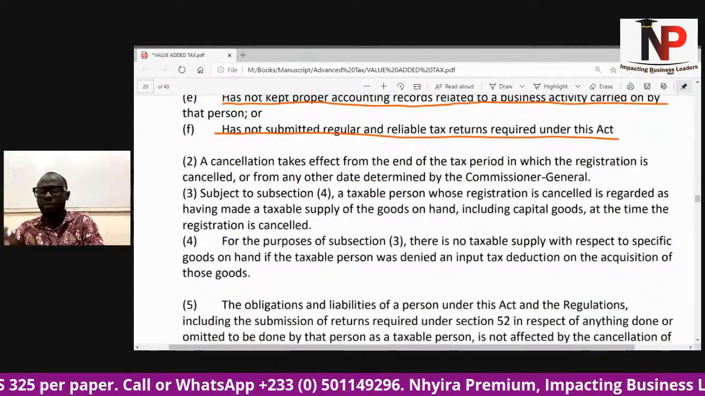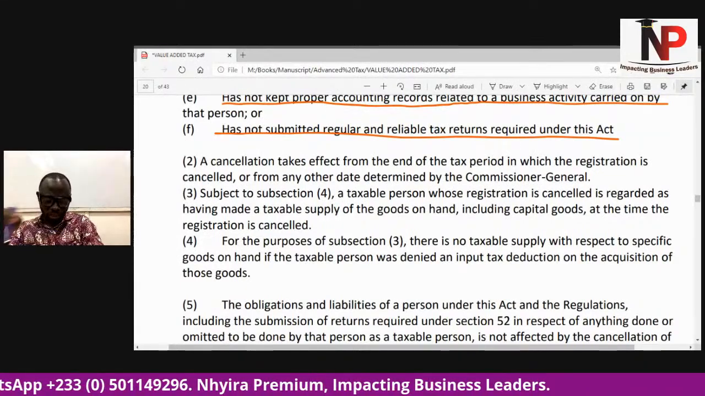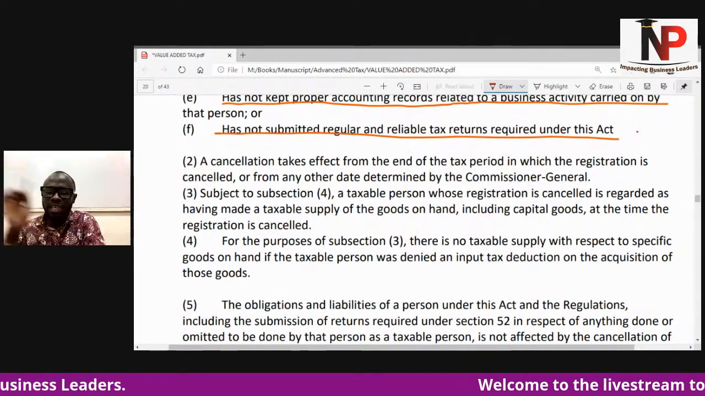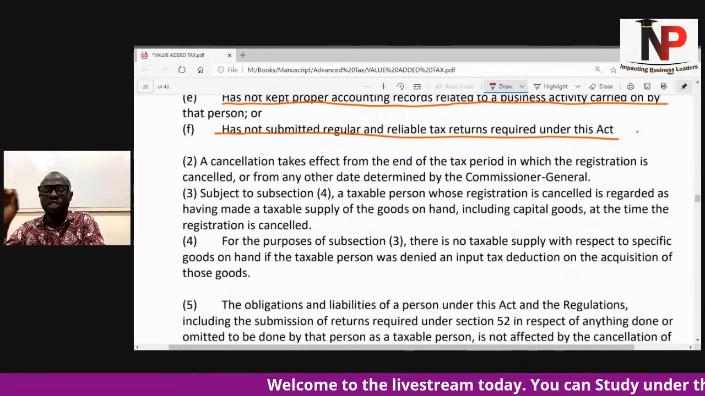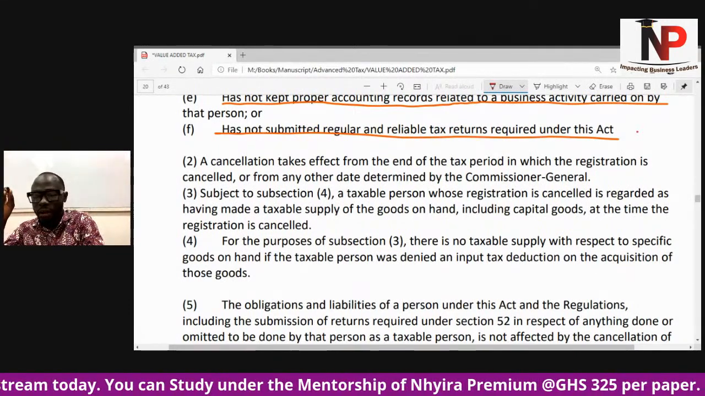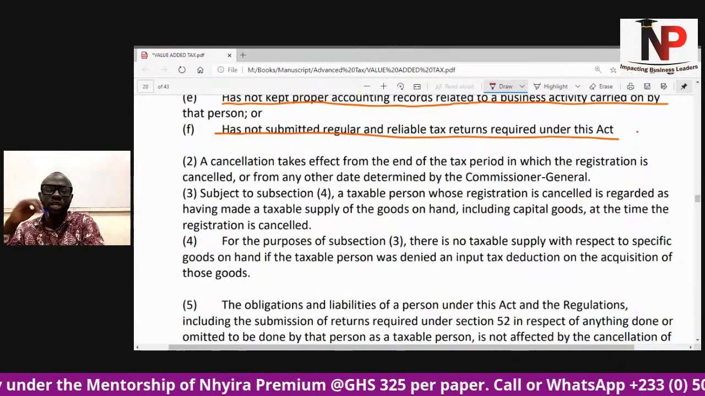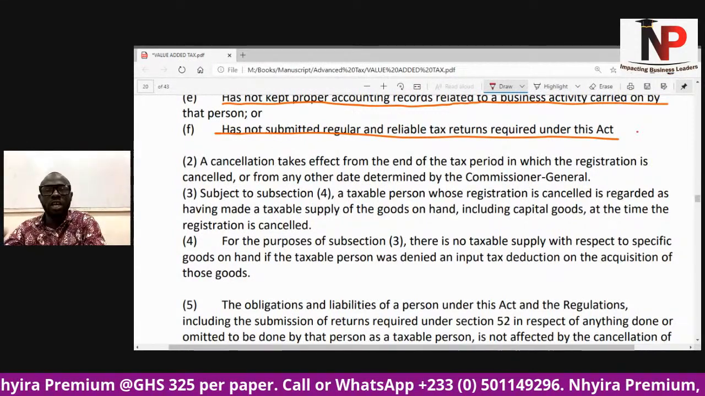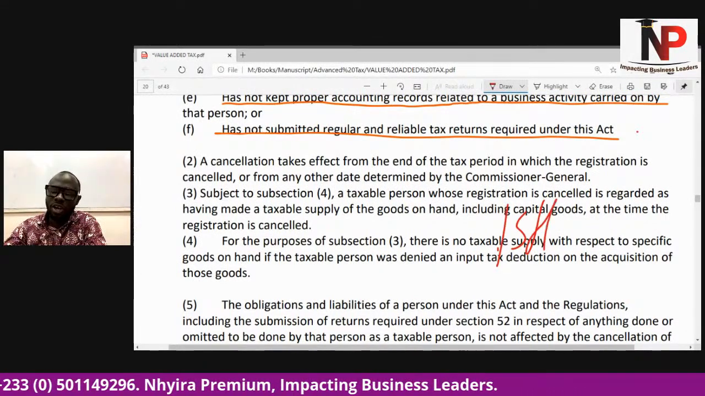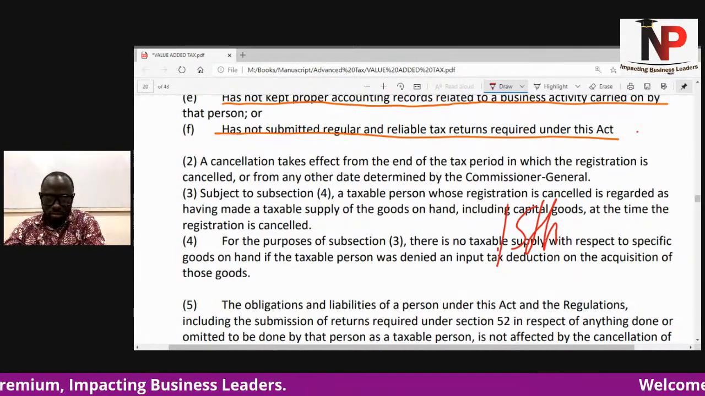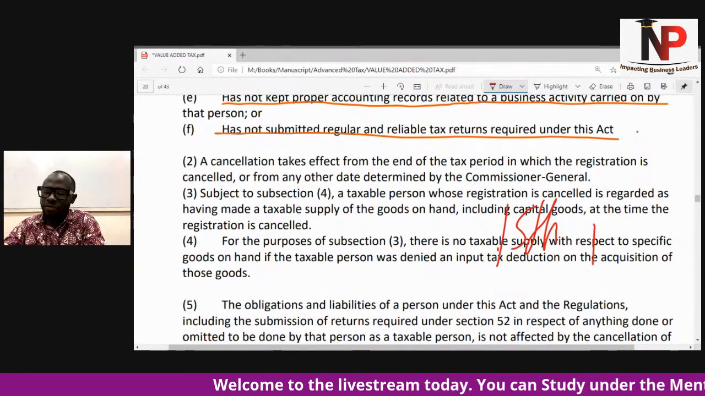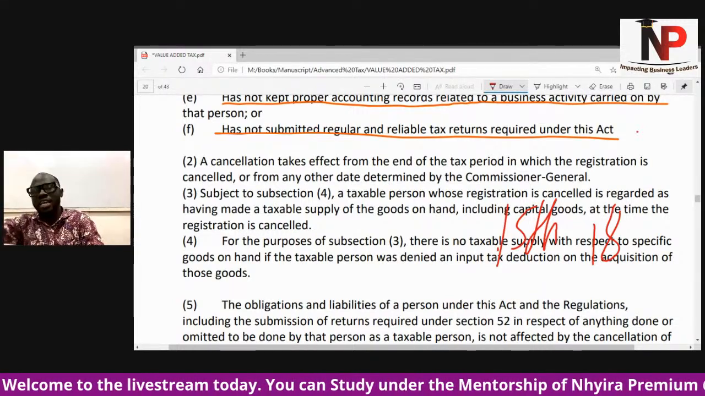Then we look at where the cancellation actually takes effect. So let's look at it. We say that a cancellation takes effect from the end of the tax period in which the registration is cancelled. So for instance, if you are supposed to file tax on the 15th of every month, okay, the 15th of every month, and then your registration was cancelled probably around the 18th, within, that is the 15th, then the 18th, it was cancelled.